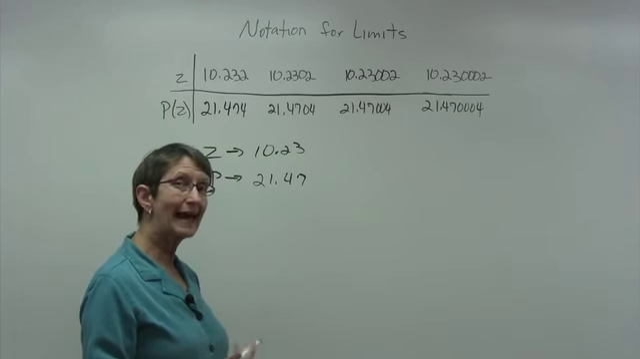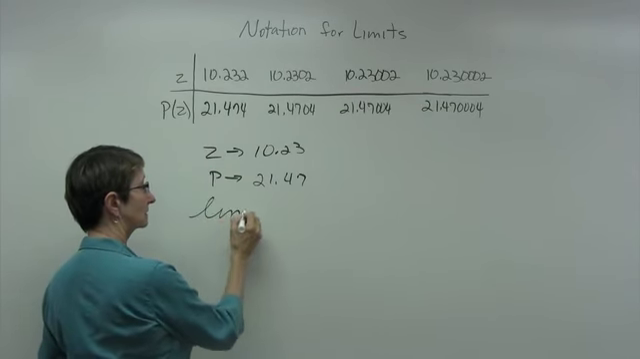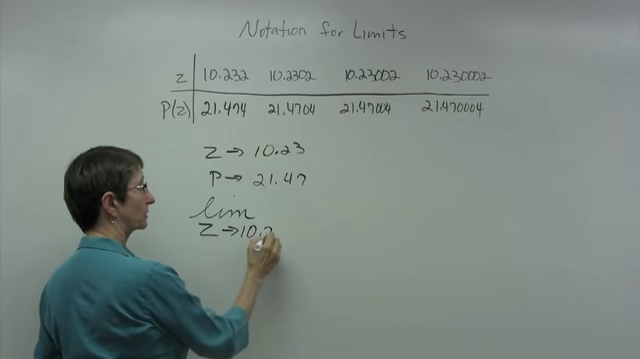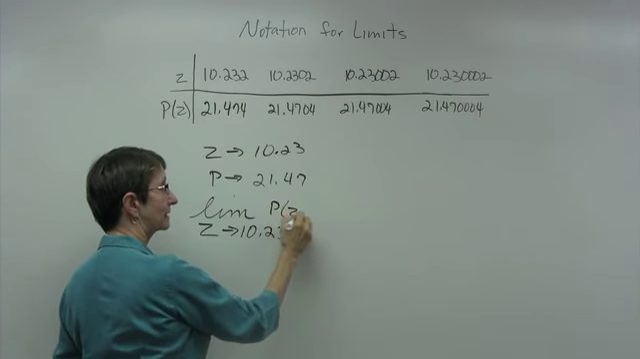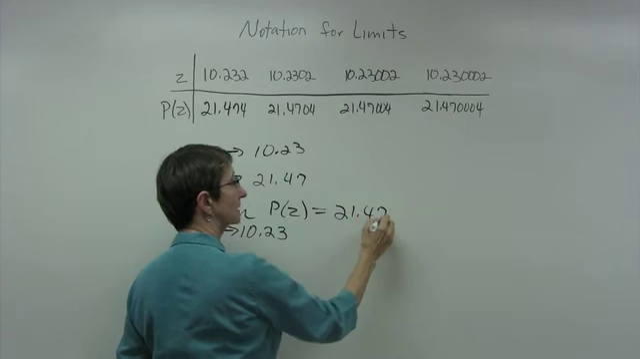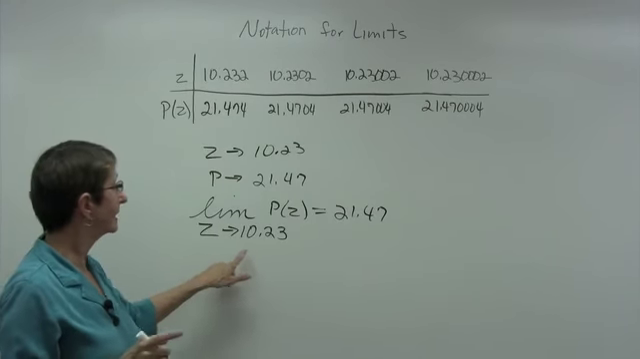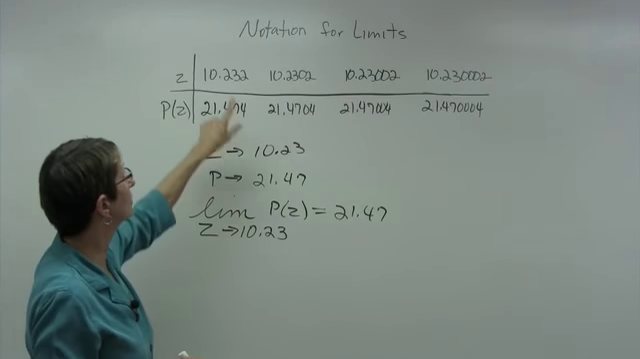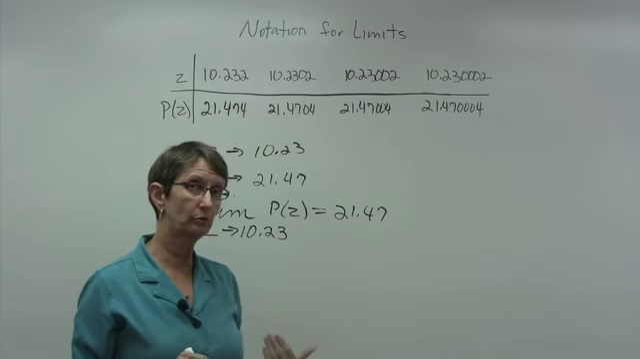So we can write that as a limit. I can say the limit as z approaches 10.23 of my function p of z is equal to 21.47. But actually, I don't know that z is approaching 10.23. I know it's approaching 10.23 from numbers that are a little bit bigger than 10.23.